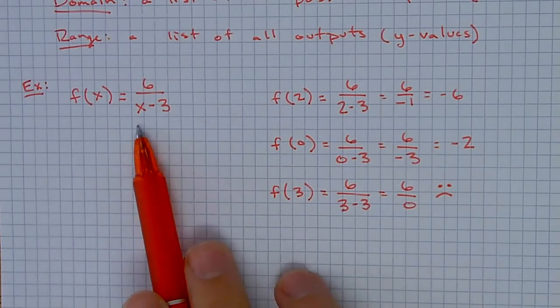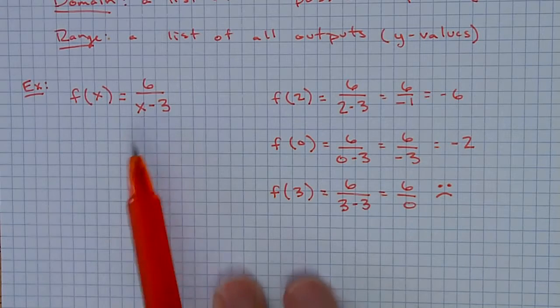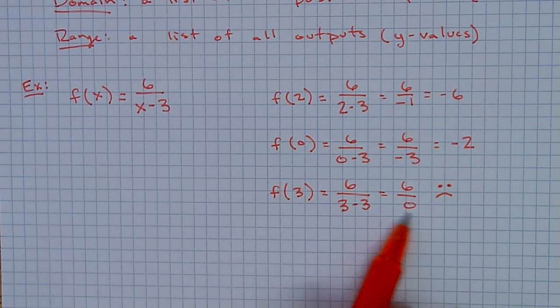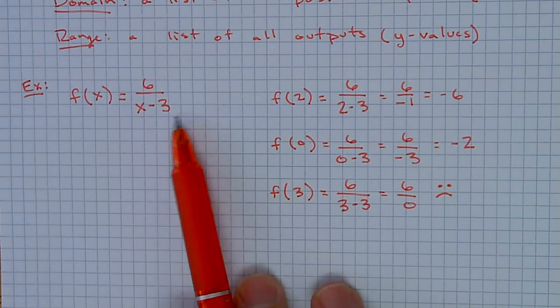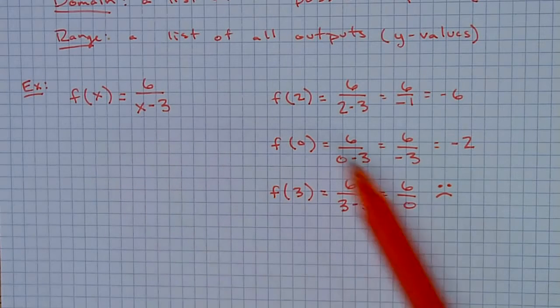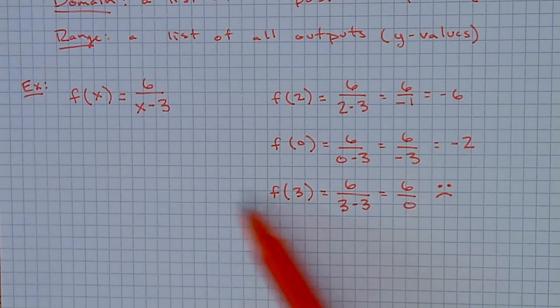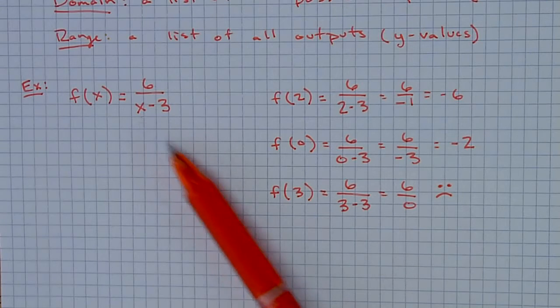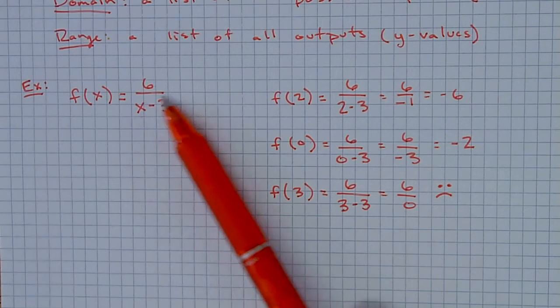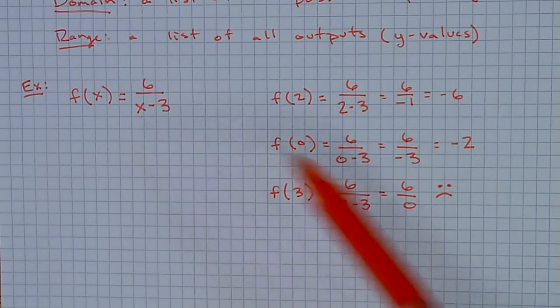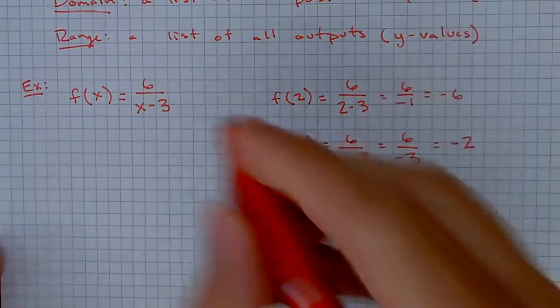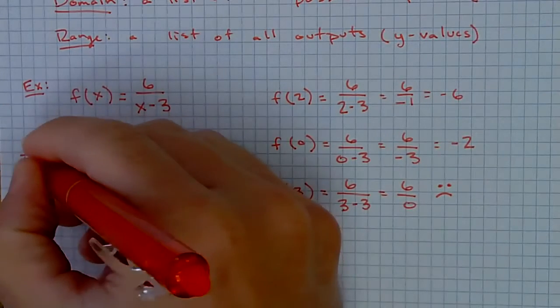Can anybody think of another number that you could plug in that's not going to give us an output? If I plugged in 5 million, is that going to give us an output? Yeah. Okay, 3 is going to be the only number that doesn't, because we can't divide by 0, right? And the only way to make our denominator 0 would be to plug in the number 3. Okay, so 3 is the only number that's not going to be part of our domain.